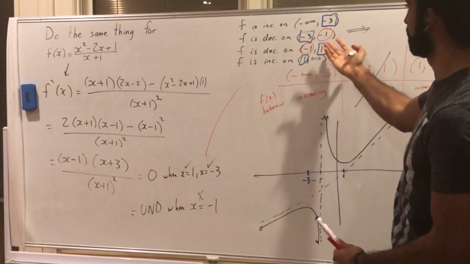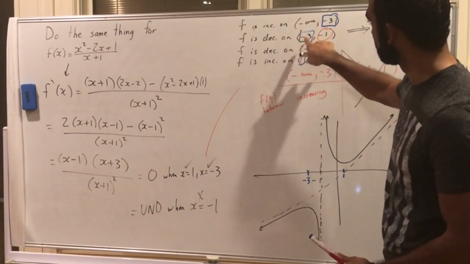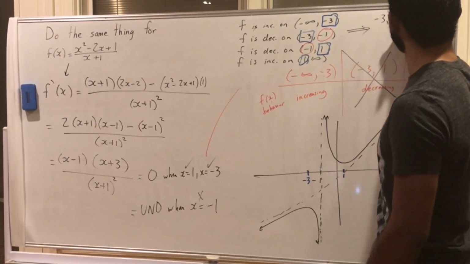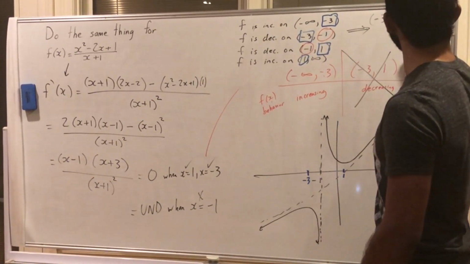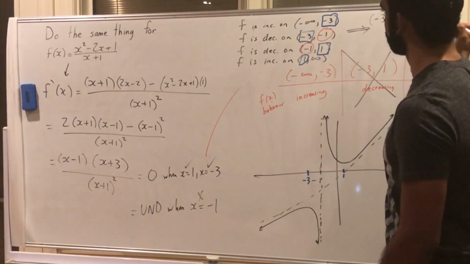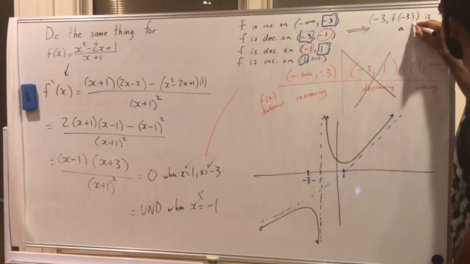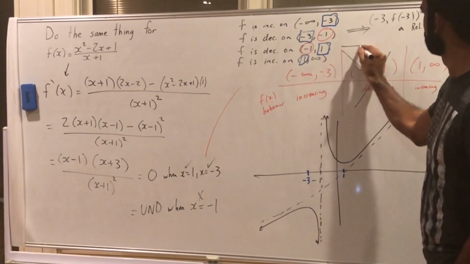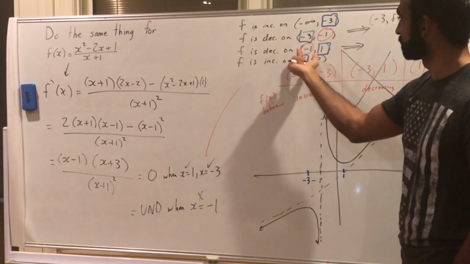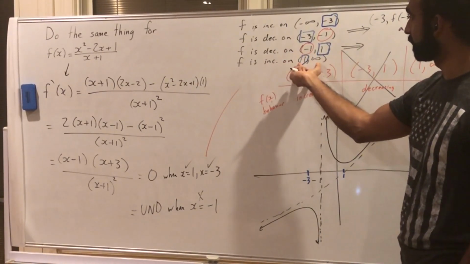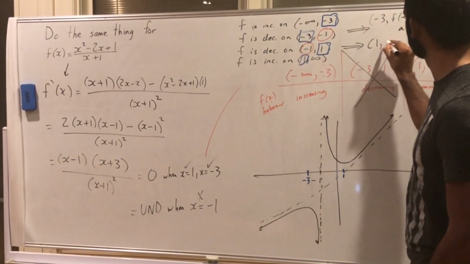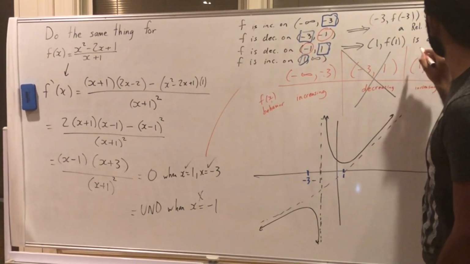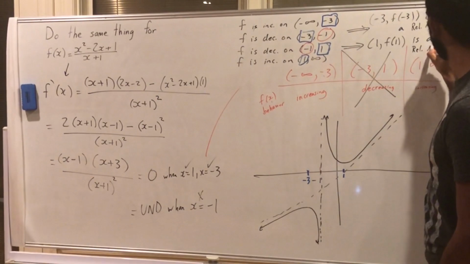This analysis immediately implies, hey, if it's always increasing on this interval and always decreasing on this interval, then negative 3, f of negative 3, is a what kind of extrema? Relative maximum. Yes, relative max. Likewise, if it's always decreasing on this interval, but then suddenly transitions to increasing on that interval, then 1, f of 1, is a relative minimum. Yes.